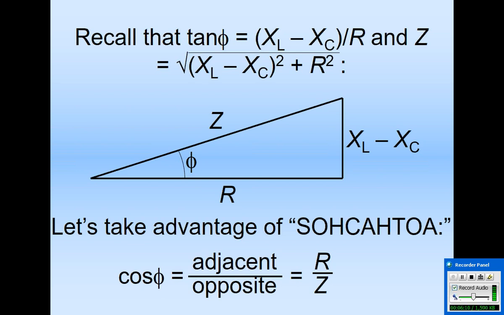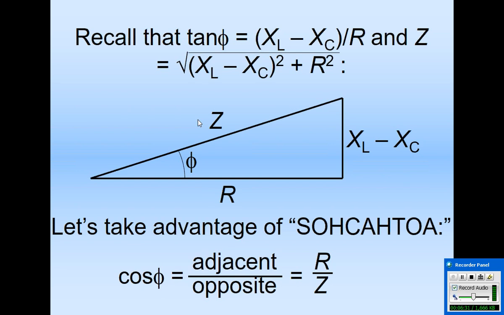Well, let's take a look at the triangle upon which this Pythagorean theorem usage is based. One side is R, the resistance. The other side is the difference in the reactances, XL minus XC. And the hypotenuse is the impedance Z.